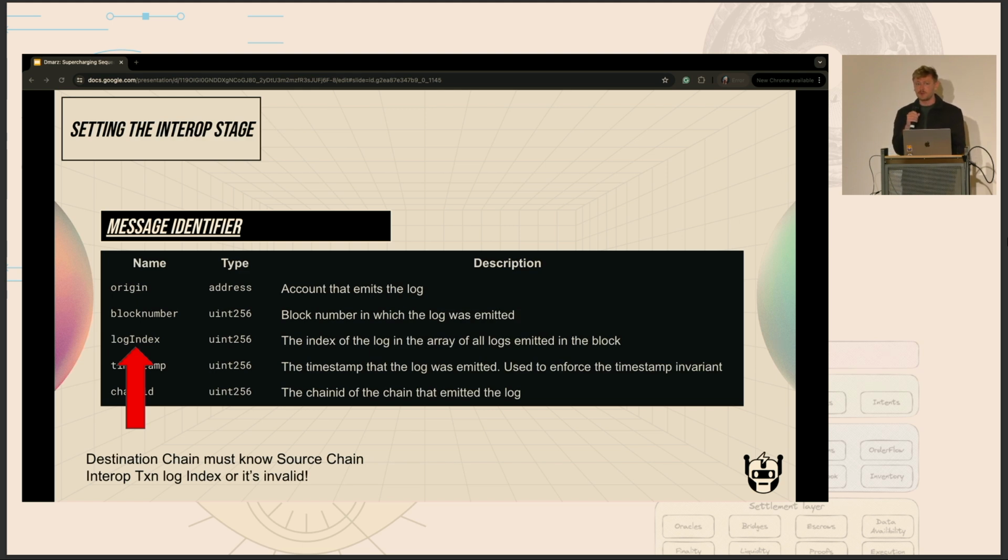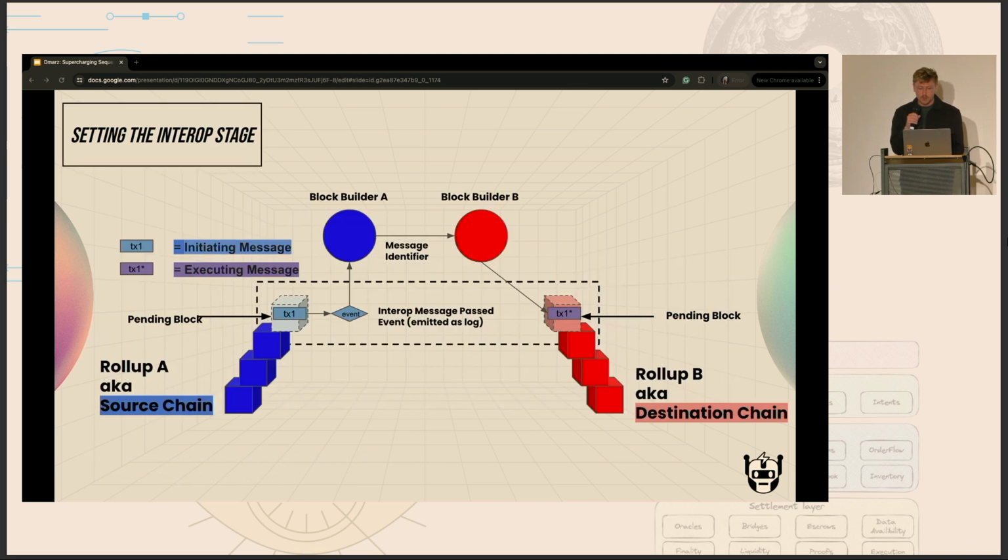So that's fine if you have one block builder. They're constructing blocks for both chains, so they obviously know. But what happens if you have two block builders? Then you need to pass this message from block builder A, and that opens up a lot of attack surface.